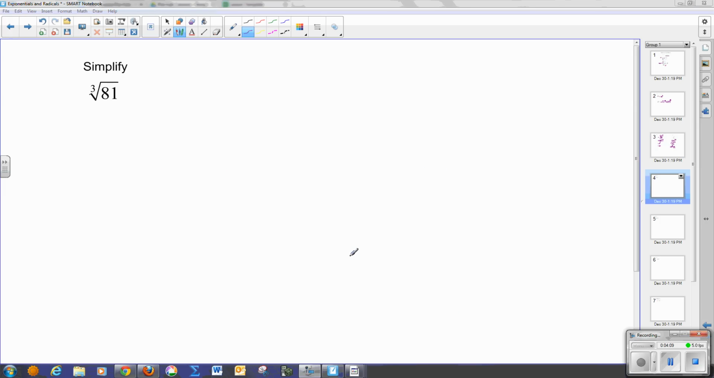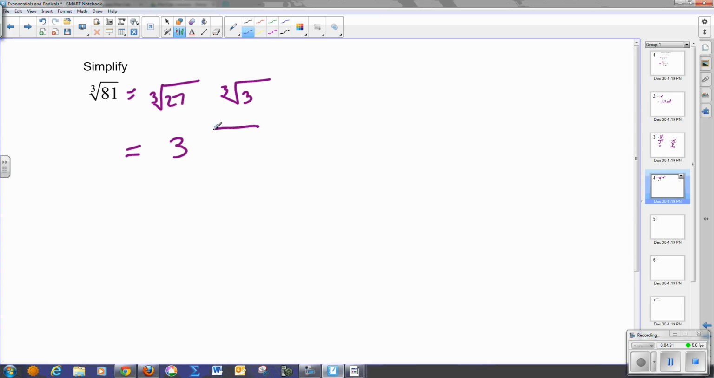Next, we'll simplify the cube root of 81. And just like when we're simplifying square roots, we want to find the largest perfect cube that goes into 81. 27 is that number. So the cube root of 27 and the cube root of 3 multiply into the cube root of 81. The cube root of 27 is just 3 times the cube root of 3. And that would be our simplified form.